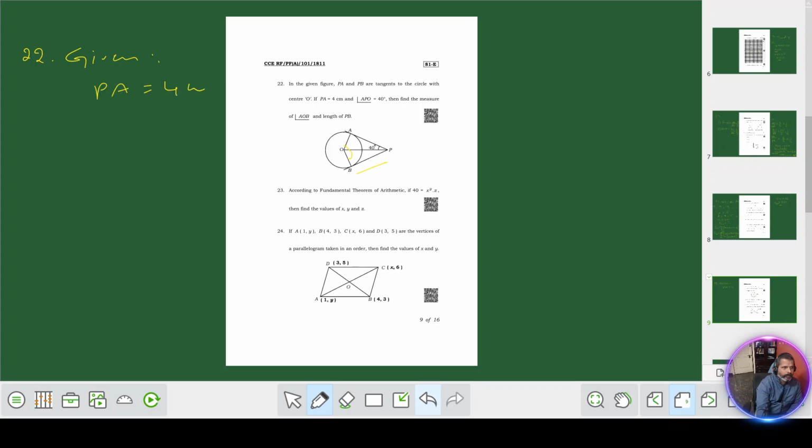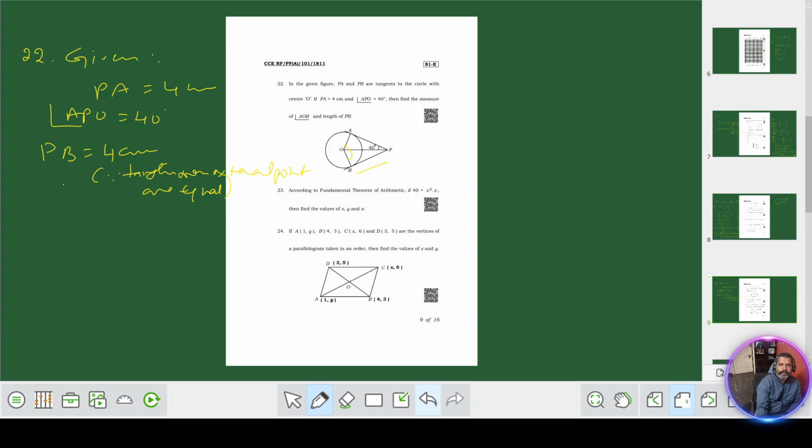4 centimeter. APO is 40 degree. We know PB is also 4 centimeter because tangents from an external point are equal. You have to write the reason properly. So done, the length of PB we found.